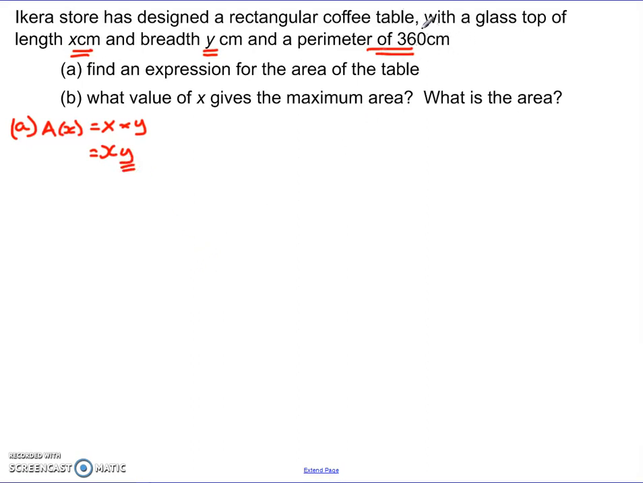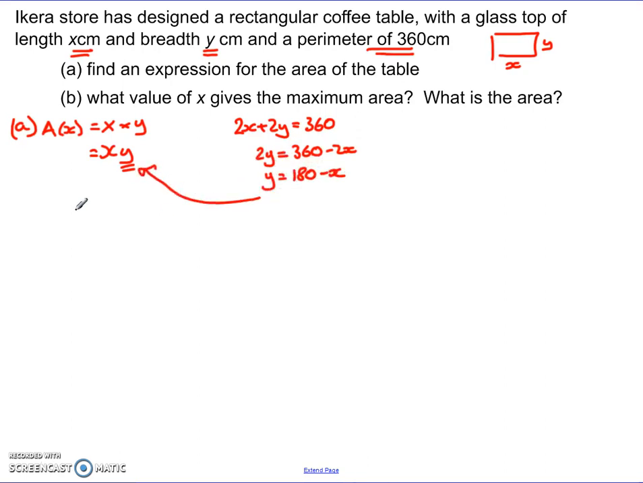Well, this is where the second property, the perimeter, comes into play. Now think of the rectangle. A rectangle is going to be like that. I've got a length of x and a breadth of y. To get the full perimeter, I've got 2 of the x's and 2 of the y's. So I know that 2 of the x's plus 2 of the y's is my perimeter, which is 360. From that, I can make an equation to get rid of y. So 2y equals 360 take away 2x, divide everything by 2, and I get that y equals 180 minus x.